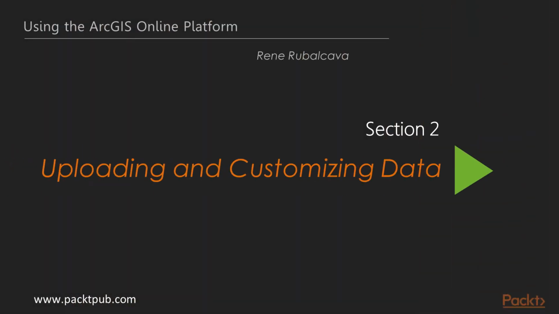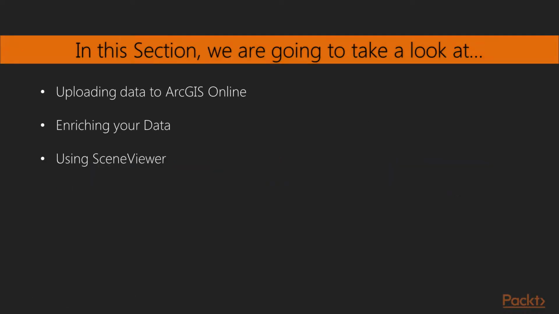Welcome to Section 2, Upload and Customize Data. In this section, we're going to take a look at uploading data to ArcGIS Online and the different types of data that you can upload into the platform and how easy it is to get that data directly into ArcGIS Online. And then once you have your data set in ArcGIS Online, we're going to look at how you can make that data set more valuable by enriching your data by using the platform. There are some tools in the platform you can use to actually combine it with different types of data sets available to you, so it makes it even more valuable.